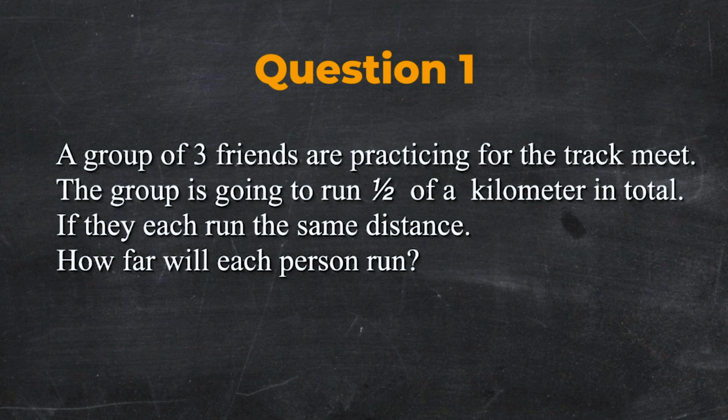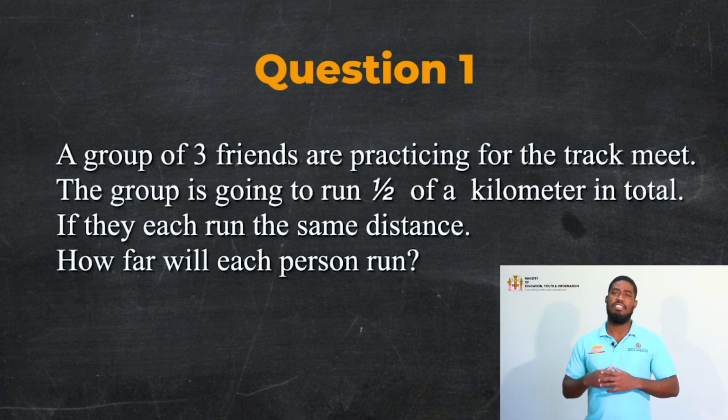Now let's begin. Question 1. Question 1 reads, a group of 3 friends are practicing for a track meet. The group is going to run half a kilometer in total. Now, if they each run the same distance, how far will each person run? What do we know? There are 3 friends who will run a race and the total distance is half a kilometer.